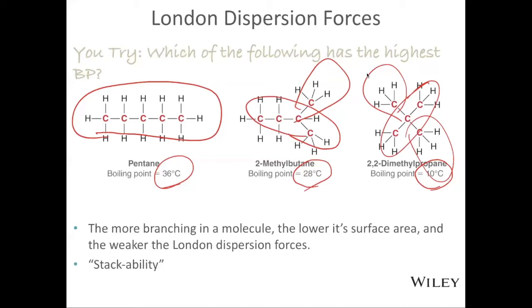So you can see that we have the highest intermolecular interactions here, followed by this one with one branch, and followed then in the end comes the one with multiple branches. So increased branching actually decreases the surface area and makes for less intermolecular interactions.